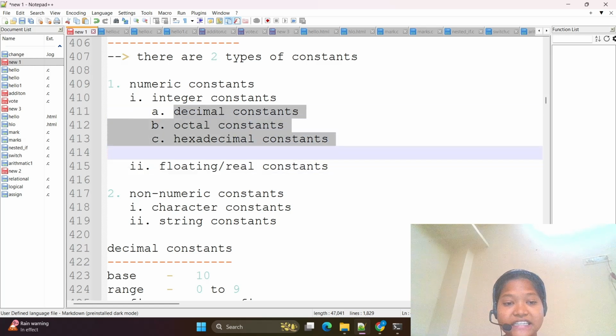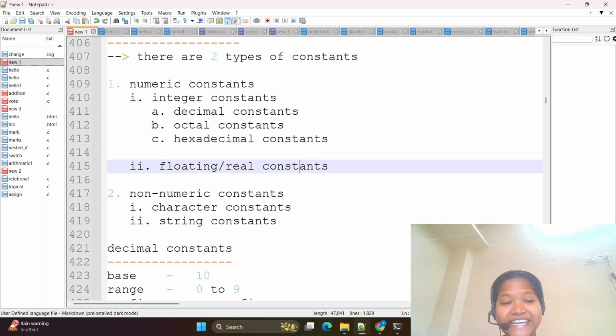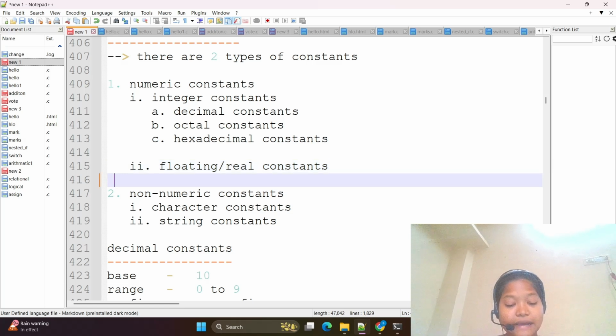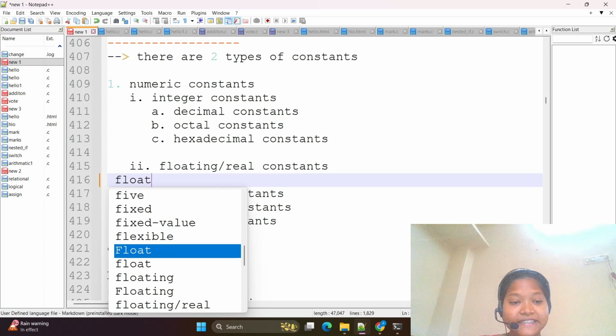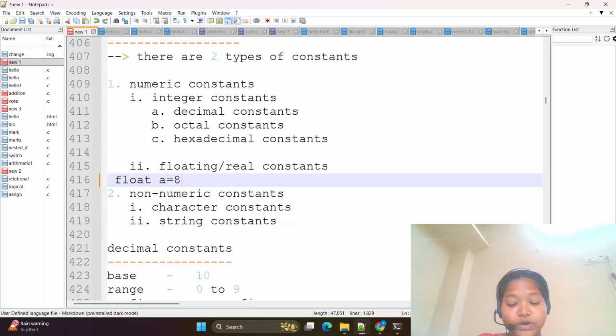In integer constant, and in floating or real constant, any float value we store. For example, float a equal to 8.97. It's a floating number, a floating constant, because we are using a decimal point. This is our decimal point. So this number is called a floating constant.